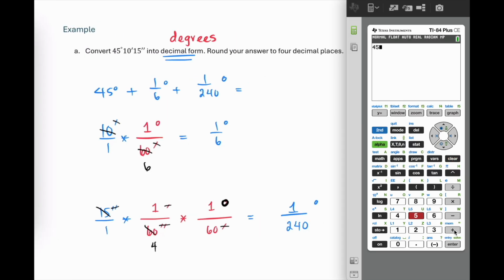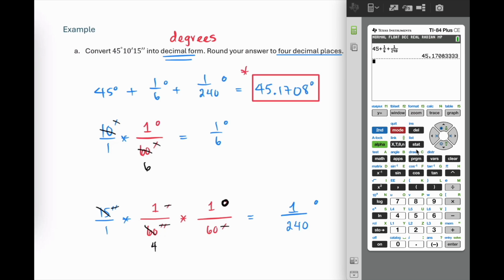So on our calculator, we'll say 45 plus, I'm going to go alpha and then get my fraction here. So alpha fraction, or however you want to put 1/6 into your calculator. And to that, we're going to add another fraction, that is 1 over 240, to get a decimal that is 45.17. So this angle in decimal degree notation would be 45.17. It says to round our answer to 4 decimal places, so we'll say 45.1708 degrees.